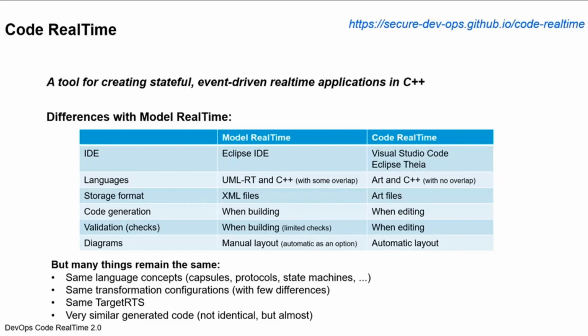And if you look at the generated code, you will maybe at first glance think that it's identical. It's actually not identical, but almost identical. So we made some improvements in the generated code in Code RealTime, but to a large extent, it's very similar. So any questions on this overview of Code RealTime, what it is and how it compares with Model RealTime?